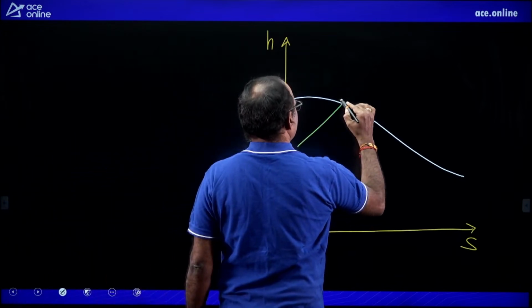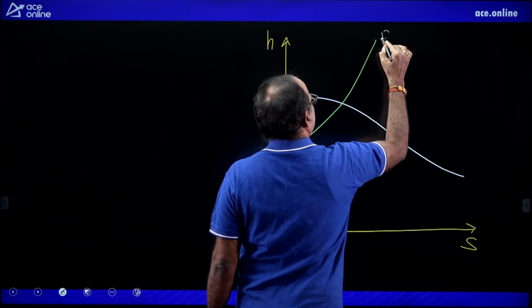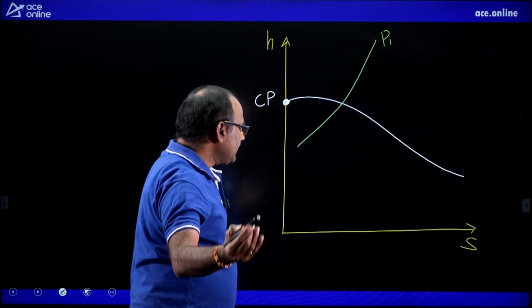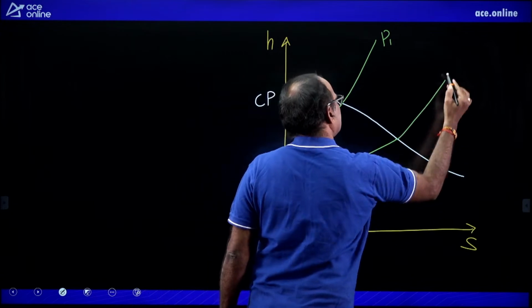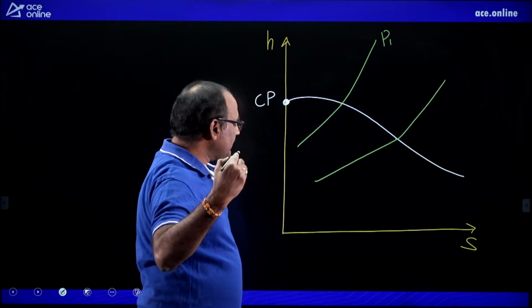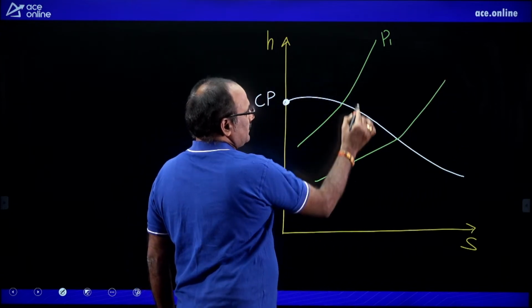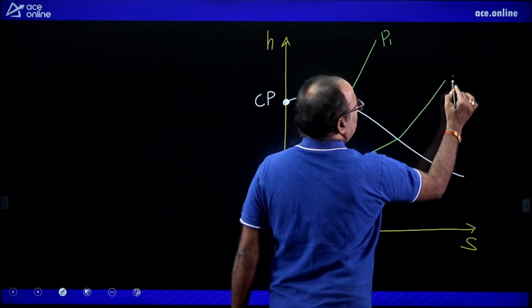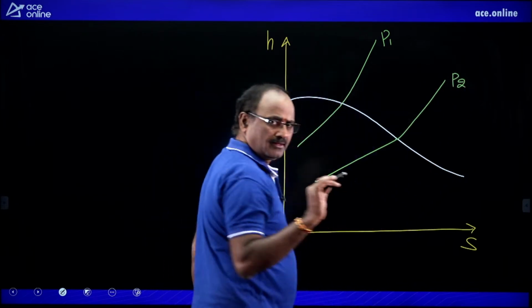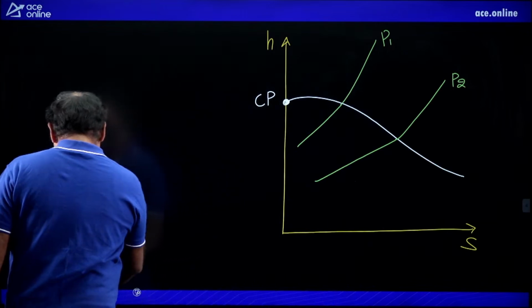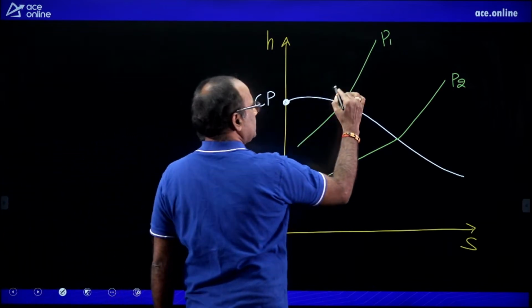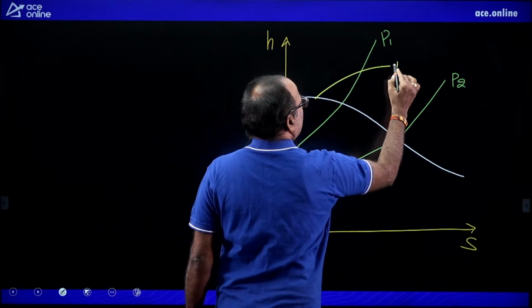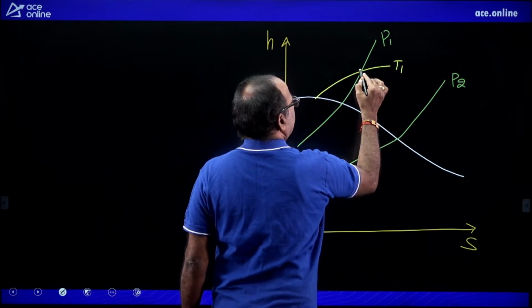The steam is entering the nozzle under high pressure. This may be the pressure of the steam while it is entering the nozzle. While the steam is expanding through the nozzle, the pressure of the steam is dropping from P1 to P2. Generally the superheated steam is allowed for the nozzle, wherever T1 and P1 are meeting, that is the initial state.